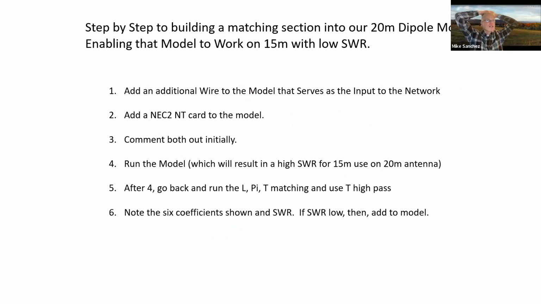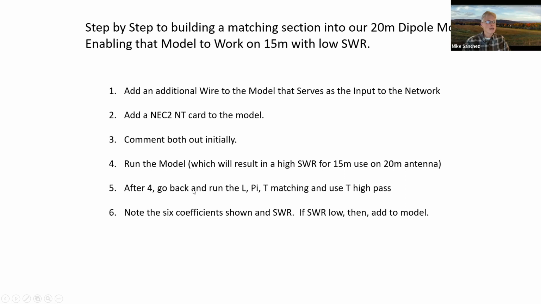All right, so step-by-step building a matching section into the 20-meter dipole, enabling a model to work on 15-meter with low SWR. Step 1, add an additional wire to the model that serves as the input to the network. Add a NEC2 network card, NT card, to the model. Comment both out initially. Run the model, which will result in high SWR for the 15 meters. It's interesting to see how high.